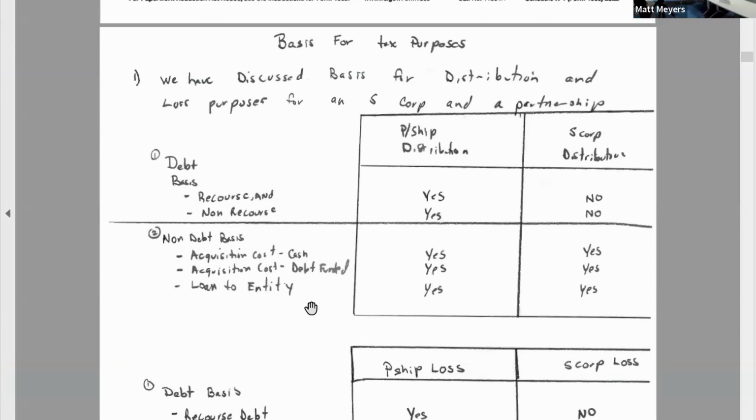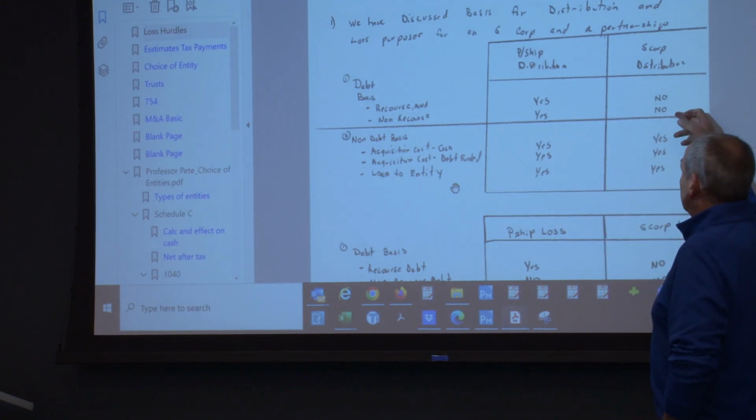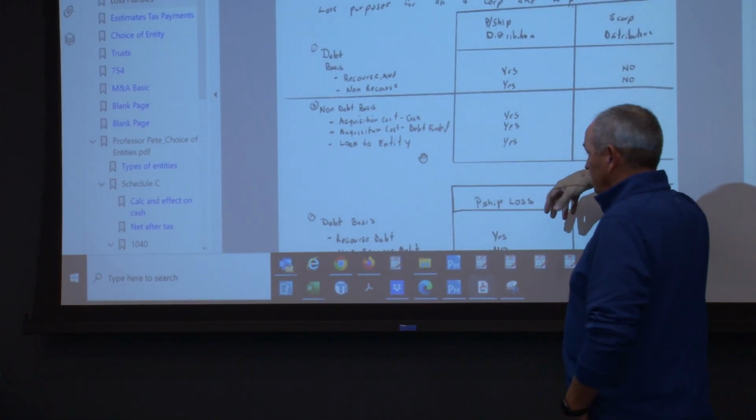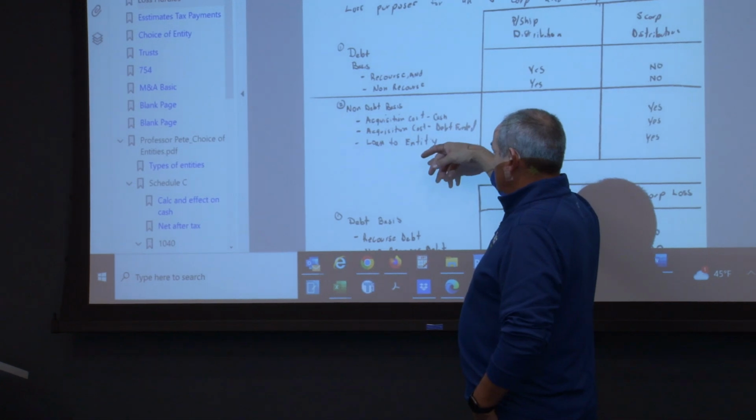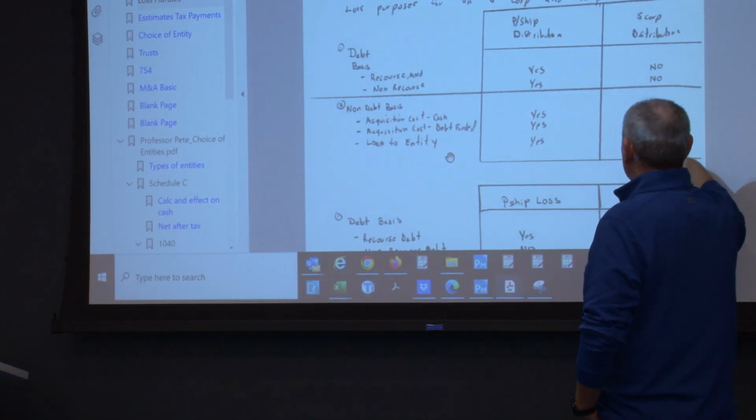We discussed basis for distribution purposes and loss purposes for S Corp and partnership. And what I have is the top grid is partnership distribution and S Corp distribution. And I say, well, debt. And I believe we have debt, which is recourse, non-recourse, yes and yes, no and no. It does not help for distribution purposes. Non-debt basis, acquisition cost, loan to entity, yes all the way down.